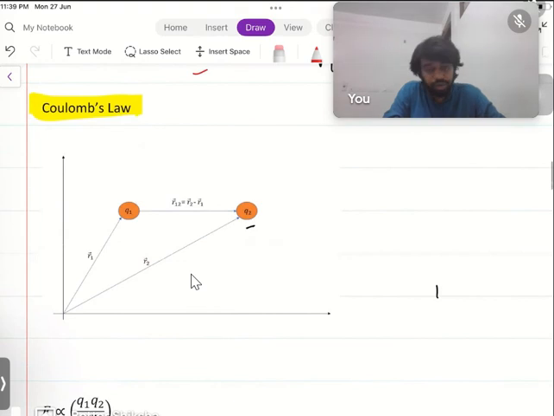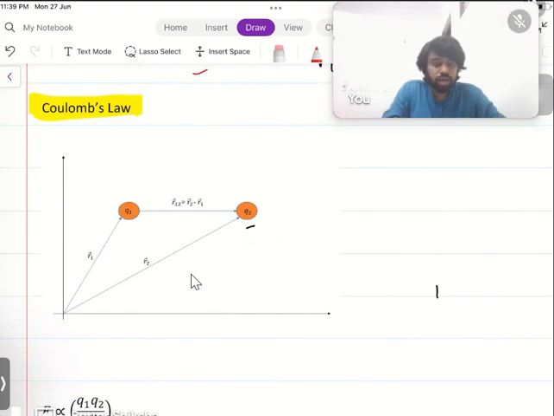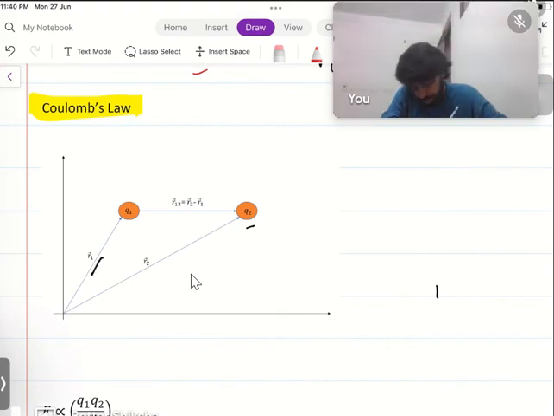Now, the next important topic of today's agenda is Coulomb's law. As you know, Coulomb's law came into the picture due to his experiment. What he did is he placed two charges in space. One charge is at a position vector r1, the other charge is at a position vector r2. So the distance between these two charges is r2 minus r1, right?